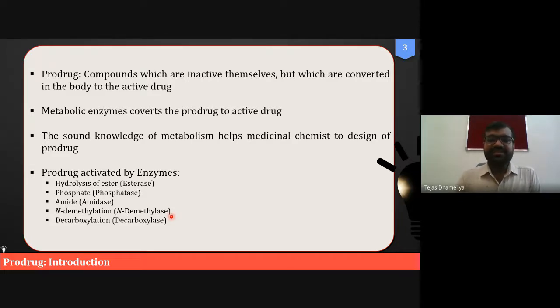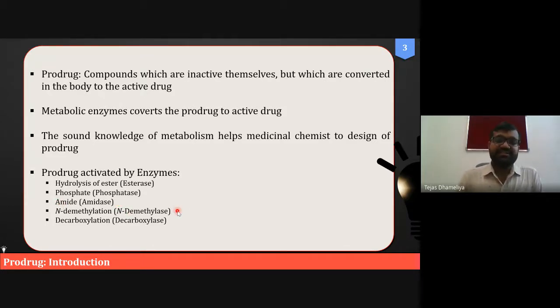Each and every enzyme has a certain concept. For example, the esterase enzyme is involved in hydrolysis of esters. Ester hydrolysis will produce a carboxylic acid and an alcohol. The phosphatase enzyme, as the name suggests, is responsible for hydrolysis of phosphate bonds. It will produce phosphoric acid and again a hydroxyl group containing species. The amidase enzyme, as the name suggests, is involved in breakdown of the amide bond, and hydrolysis of an amide bond can produce a carboxylic acid and an amine. So that is the amidase enzyme, for the amide bond.